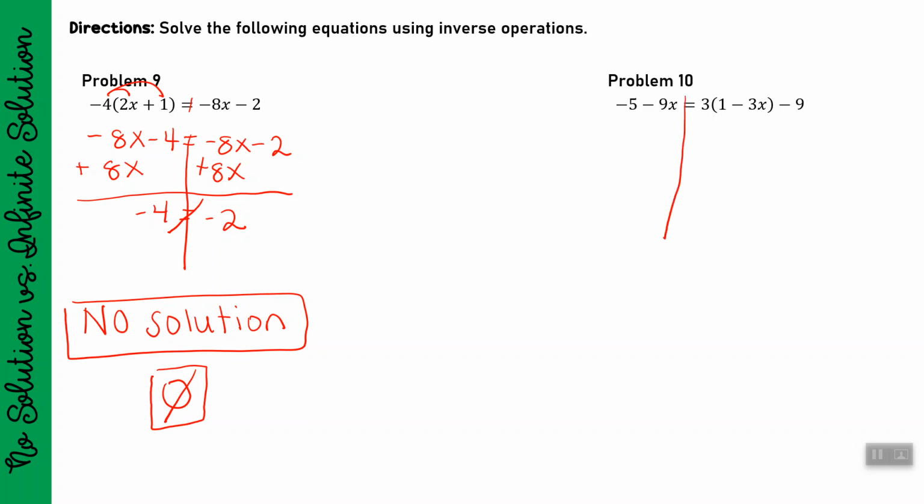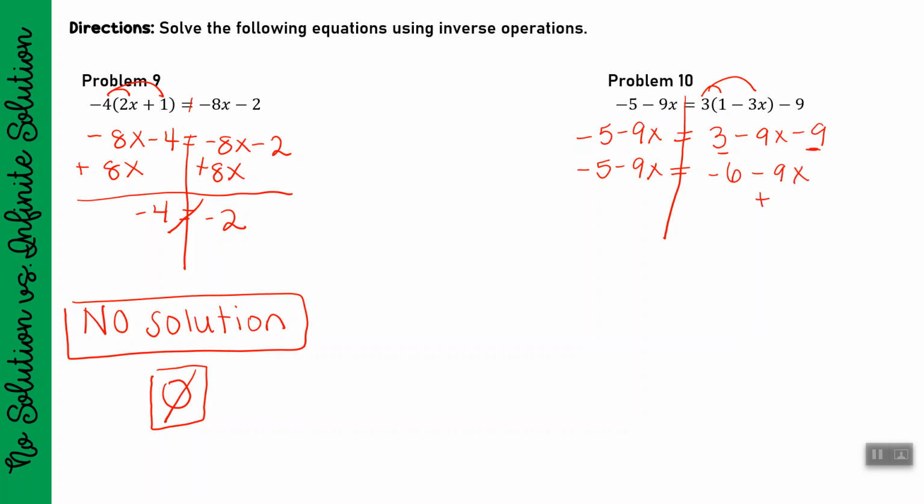So I'm going to draw my line down my equal sign. Let's distribute here. Copy down my left side. So 3 times 1 is 3 minus 9x minus 9. Okay, on this right-hand side, I can simplify. I have a positive 3 and a negative 9. So I'm going to copy my left side, negative 5 minus 9x equals, 3 and negative 9 give me negative 6 minus 9x.